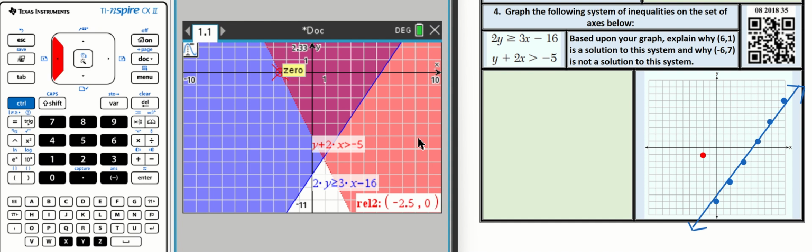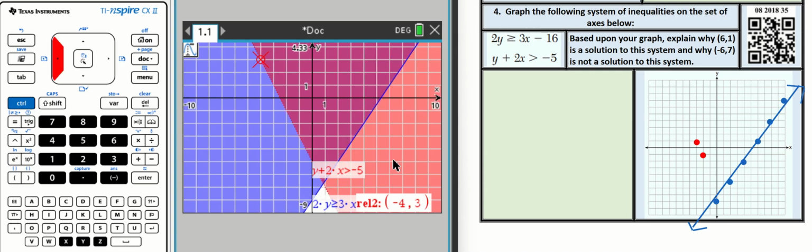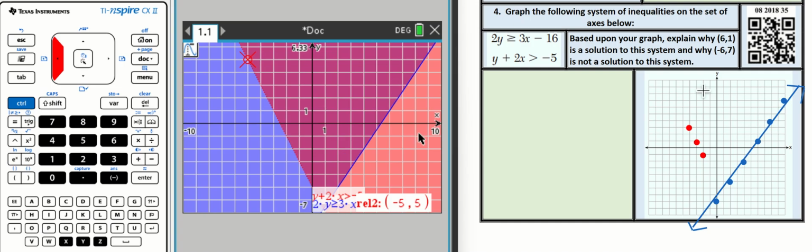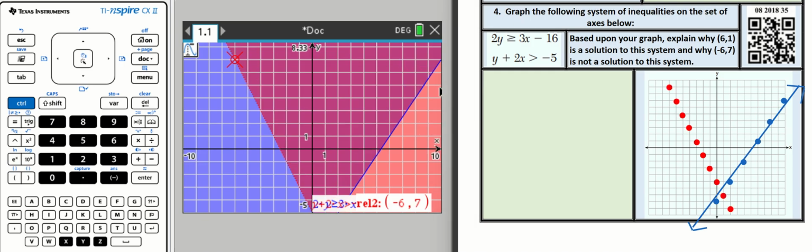And then what's next? -3 going left, and 1. So one more, and 1. -4 and 3. -5 and 5. And you just keep on going. So we want to fill out all the points. Just keep on going until you fill out all the points you can on here.